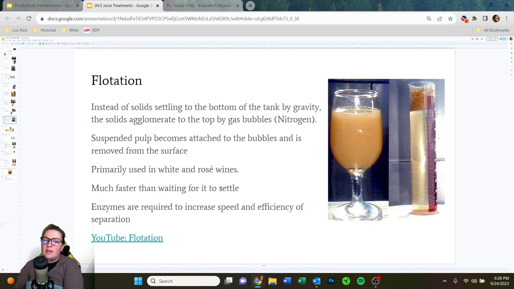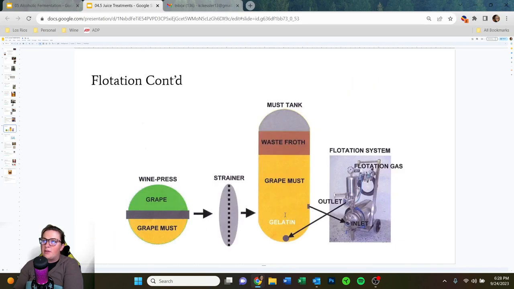Enzymes are also required to increase the speed and efficiency of separation, which are totally fine and normal to winemaking. But of course, it's primarily used in white and rosé wines. So it takes product from looking like this to looking like this. So very, very big difference. Awesome. And I do have a video for you guys if you want to see how that goes.